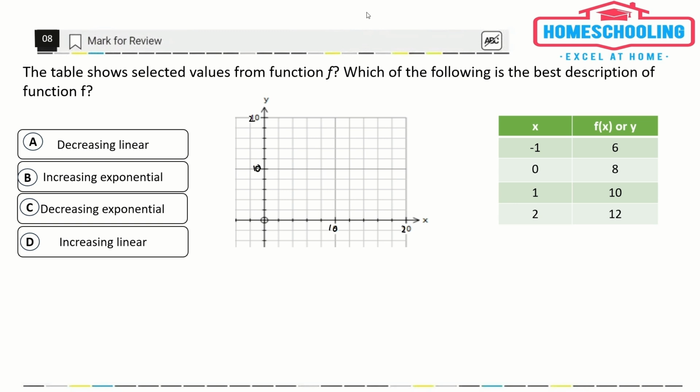Question number 8 says that the table shows selected values for function f. Which of the following is the best description of the function? A table is given, and we have to tell whether the function is decreasingly linear, increasingly exponential, decreasingly exponential, or increasingly linear. So we are going to look at the values of x and y. The value of x is increasing from -1 to 0, so we have a 1 unit increase here.